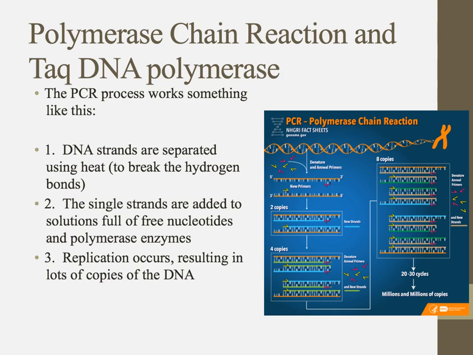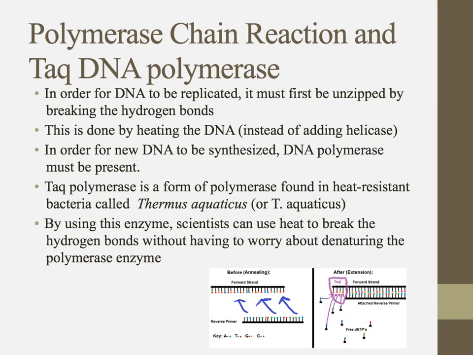The single strands are added to solutions that are full of free nucleotides and an enzyme called polymerase. The enzyme helps these free nucleotides to form complementary strands. And this happens over and over and over again. The problem is that we know enzymes are susceptible to heat. So how do we deal with that? We need the heat to break the hydrogen bonds, but we don't want it to be so hot that it denatures that DNA polymerase.